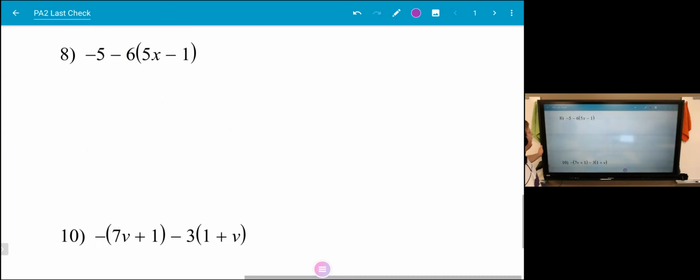Number 8. Oh, here we go. This is a thinker. Remember, you can always turn subtraction into addition.